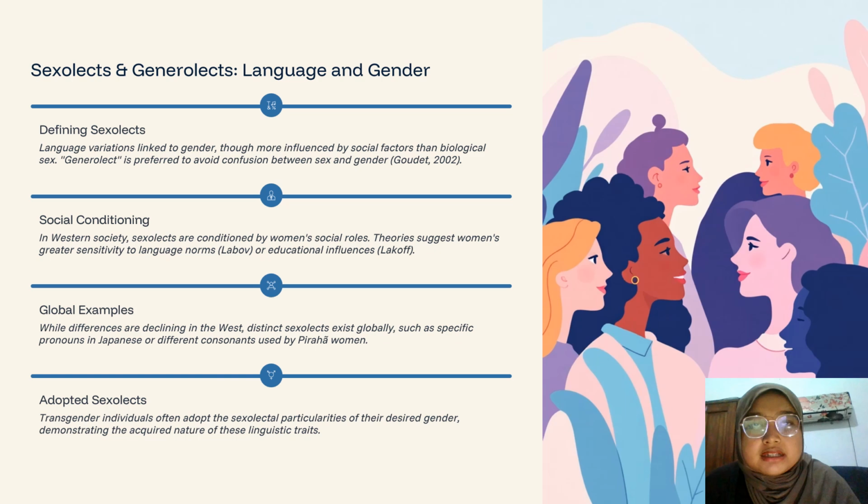And then in adapted sexolects, the linguistic behavior of transgender individuals further illustrates the learned nature of these linguistic traits. They often adopt the specific sexolectal patterns associated with their desired gender, demonstrating that these are learned and chosen linguistic identities rather than inherent biological ones.